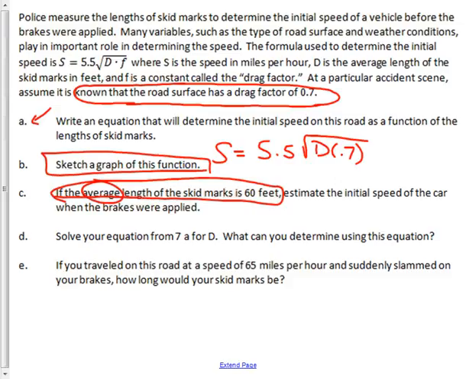All right, if the length of the skid marks is 60 feet, estimate the initial speed of the car when the brakes were applied. You're going to be doing that today. You'll be able to tell from how long the skid marks are how fast the car was going, and that's kind of cool. It takes a long time to stop.